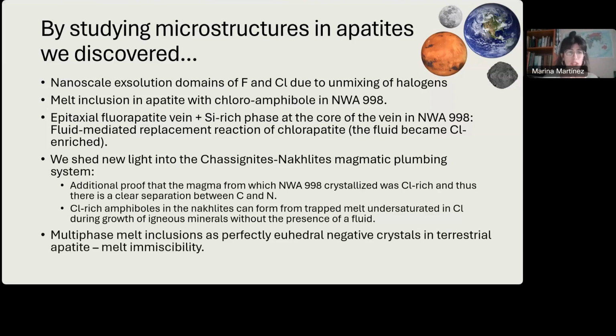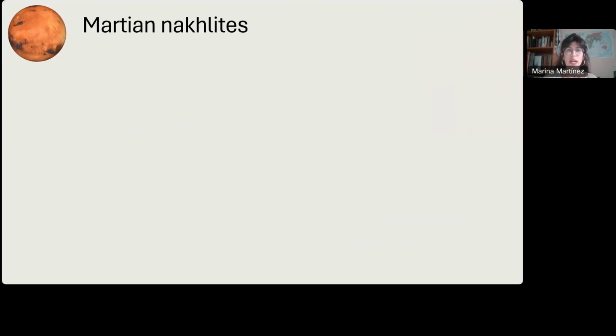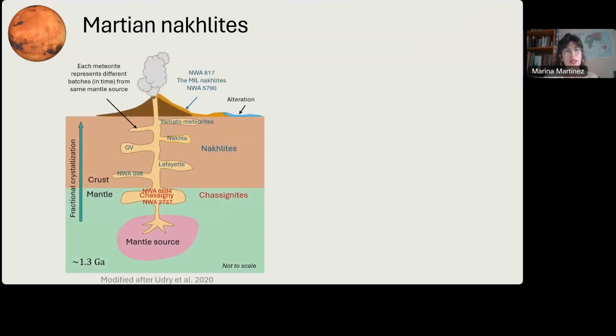Then I will also show multi-phase melt inclusions as perfectly euhedral negative crystals in terrestrial apatite that record melt immiscibility. So let's go ahead with Martian apatites, because many of these observations are in Nakhlites, in Martian apatites. I will go over a little bit of an introduction of Martian Nakhlites.